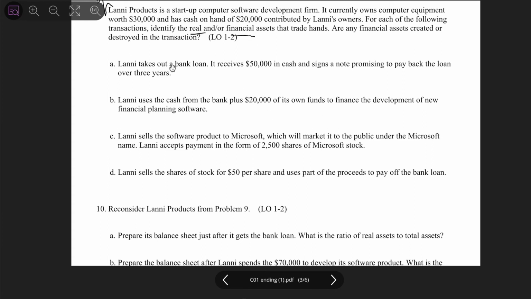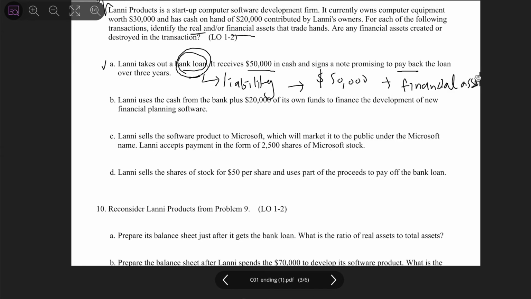Okay, so let's look at it. Firstly, from A, Lenny takes out a bank loan. It received $50,000 in cash and signed a note promising to pay back the loan over 3 years. Right. So what happened? What was created? Our bank loan was created, right? This is a liability that gives us $50,000 of cash, which is a financial asset, right? So we say financial asset created.